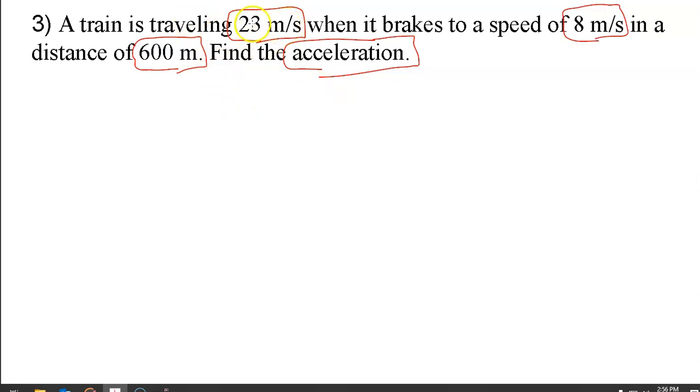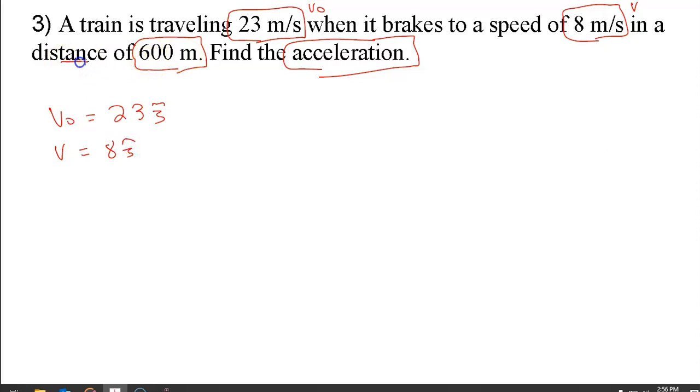Meters per second's got to be a velocity, and that's at the beginning before it slows down. So I'm going to write V naught equals 23 meters per second, and that's this guy. Over here, it's going to slow down to, here's some more meters per second, so that's my final velocity.